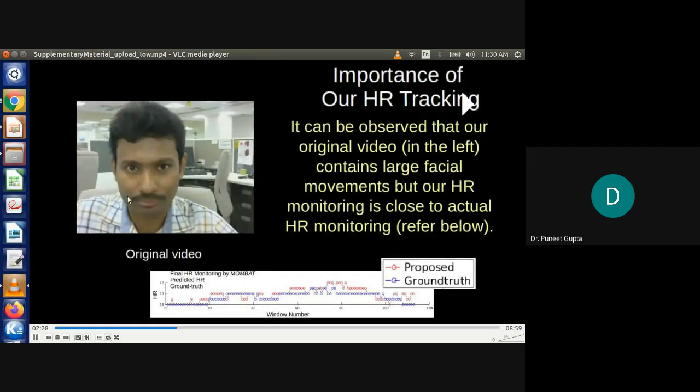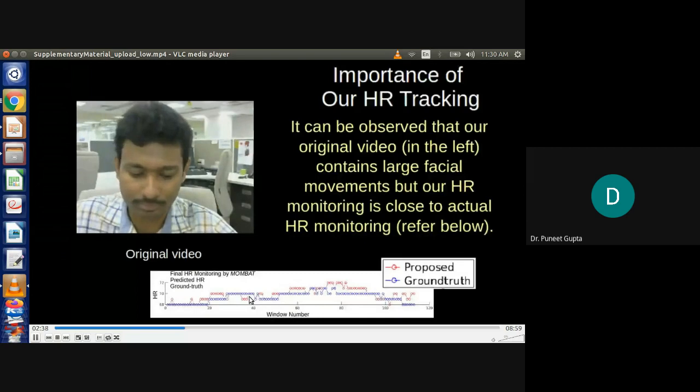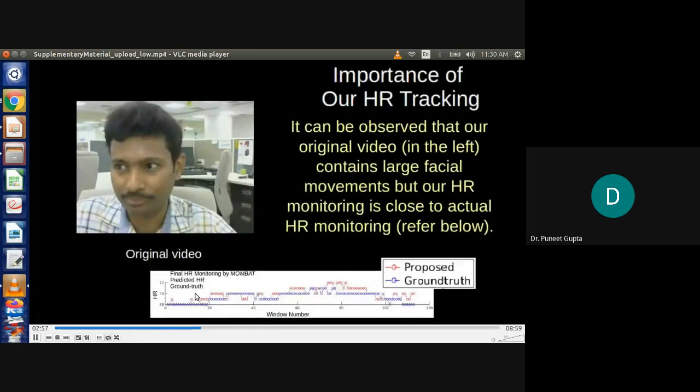So here there is lots of, you can say, deformations in the face, and that's why this kind of red kind of things we are actually getting. I mean, this is our proposed one, and this is the ground truth. So deformation is really a lot, but once we use this HR tracking, or you can say the prior information, we are somewhat getting better and better results. Again, this is actually not that much if you look closely. The difference between them would be very small, something just like 1 or 2 BPM. That too for a very short time.